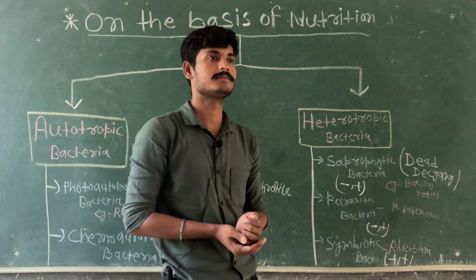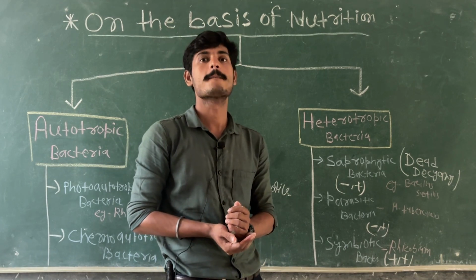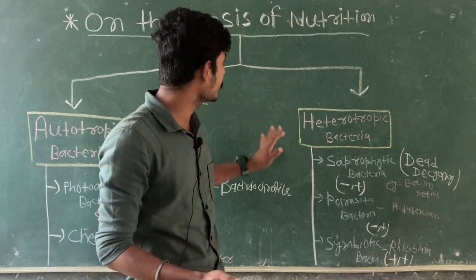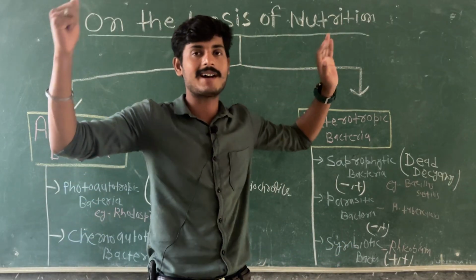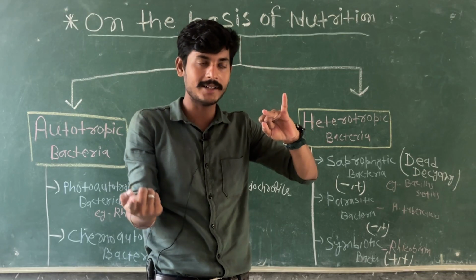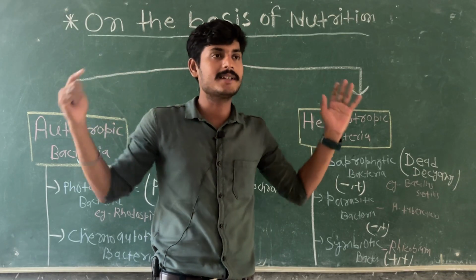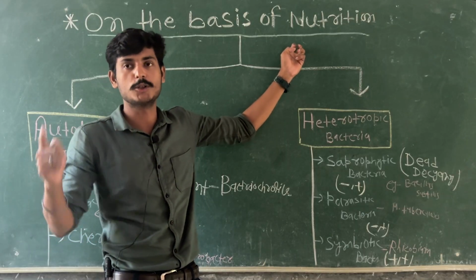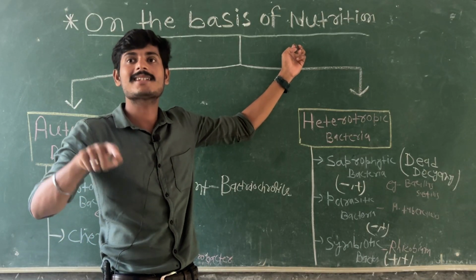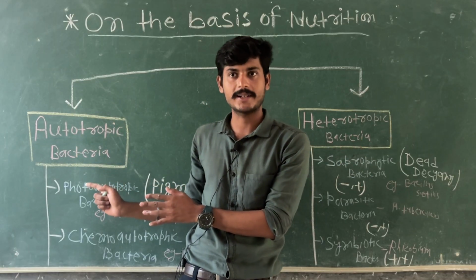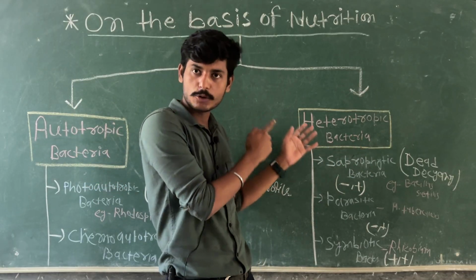Understood, all of you? Yes. Now, let's conclude what we studied. We studied basically, as we classify bacteria on the basis of shape, on the basis of oxygen requirement. In the same way, we divided the bacteria on the basis of nutrition. So nutrition wise, bacteria are classified into two broad categories. The first one is called the autotrophic bacteria. Another one is called the heterotrophic bacteria.